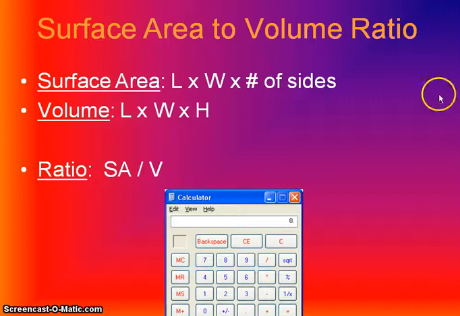When calculating the surface area to volume ratio, surface area is length times width times the number of sides an object has, and volume, I'm sure you know, is length times width times height. So to take this ratio, we're going to do the surface area divided by the volume. And again, the larger that ratio is, the better it is for the cell.